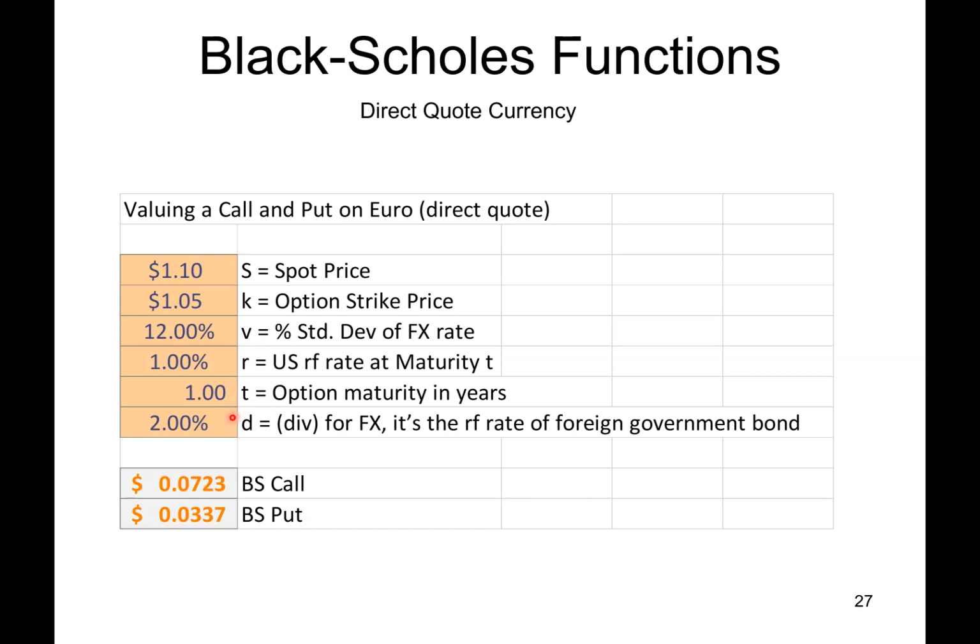Now here's the intuition. If I own a stock, I get the dividend. If I owned a currency, I deposit it in a foreign bank and I earn that foreign interest. So when I plug this information in, it looks like the call is going to cost me 7 cents for every euro on the option contract, and the put will cost me 3 cents per euro.